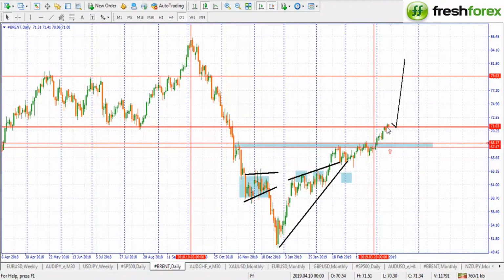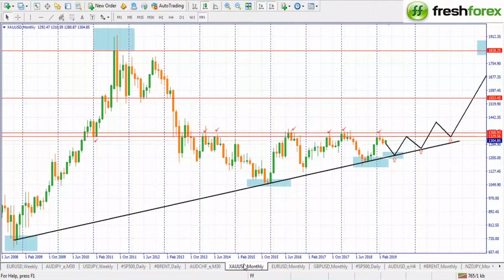This is a very good buy. You should look for a buy now. Expect price to move up to this level, up to 79.663. We will move to the next chart, which is gold.